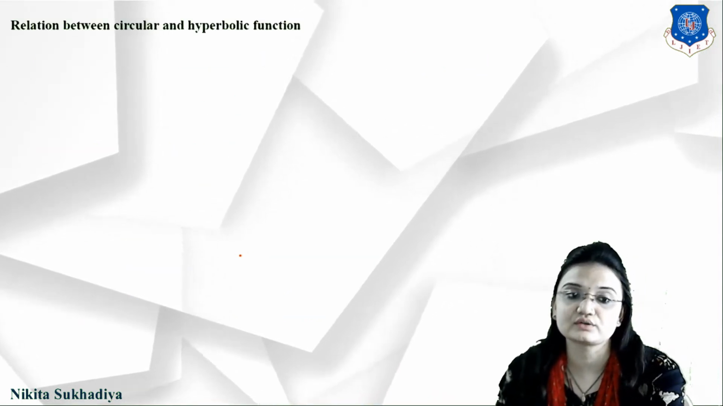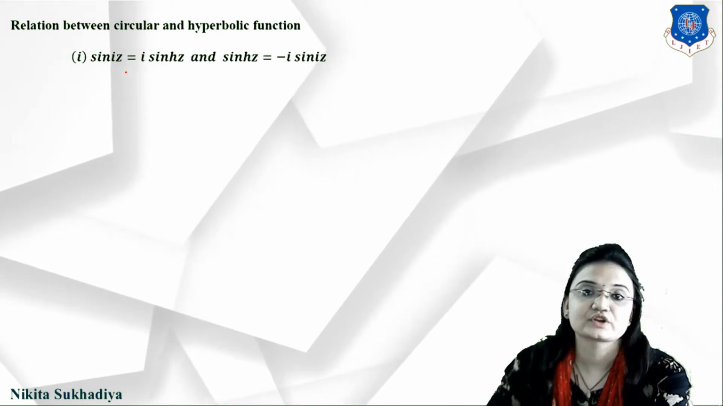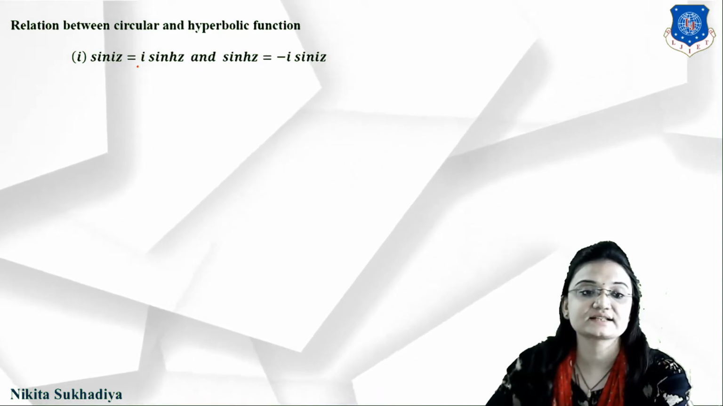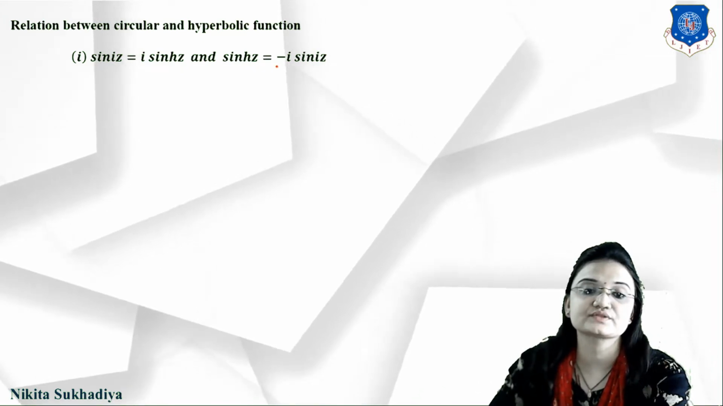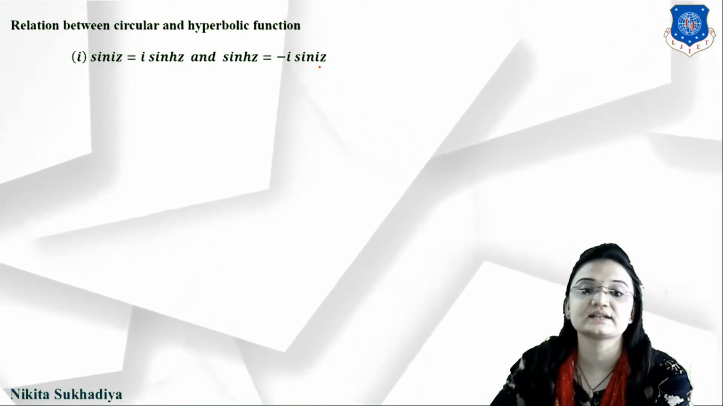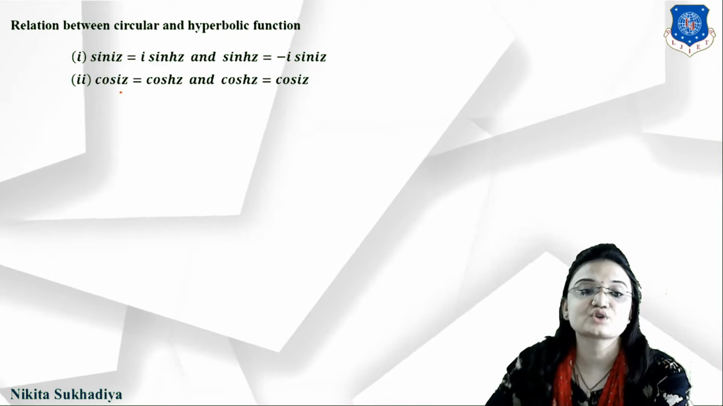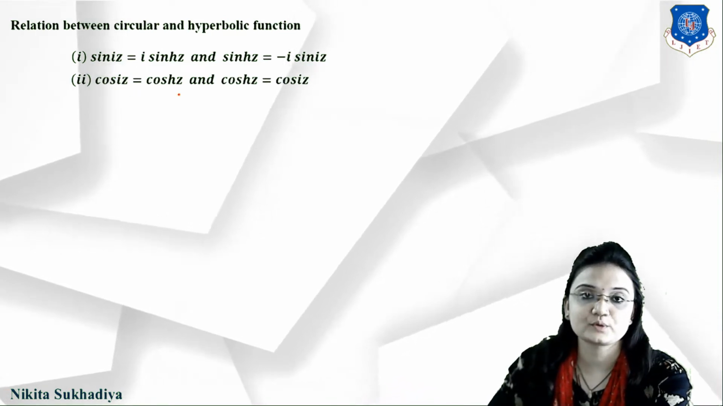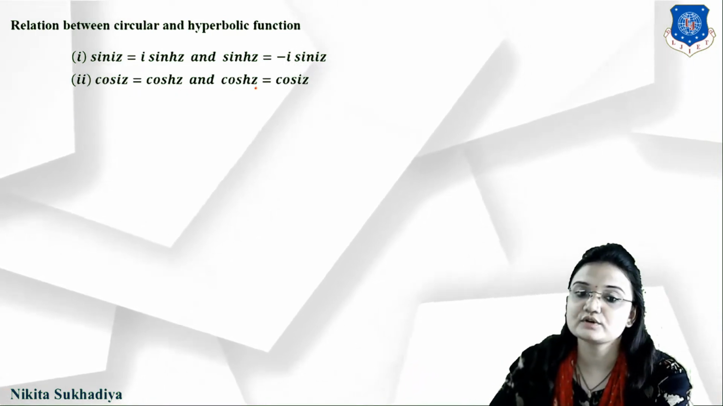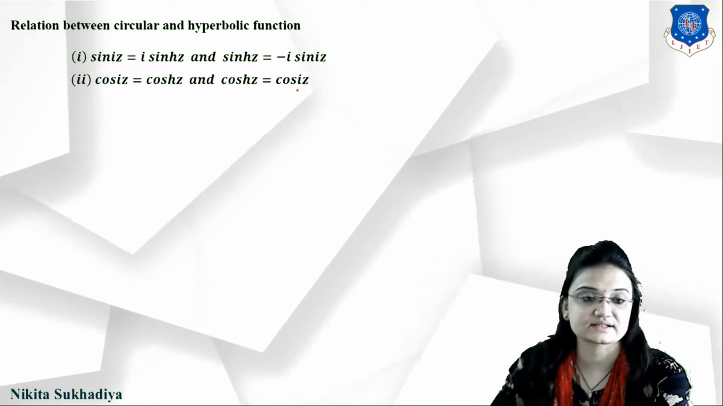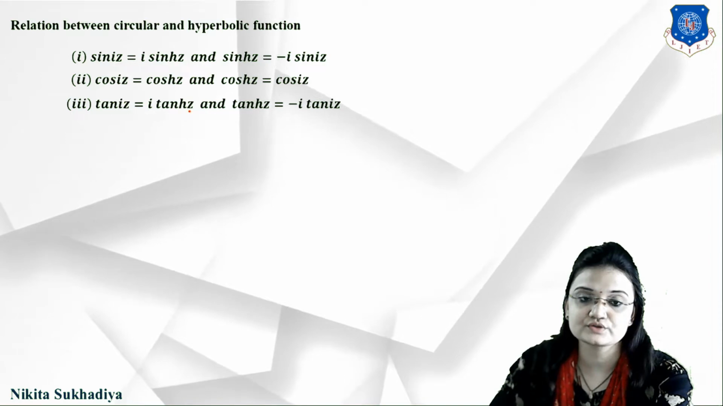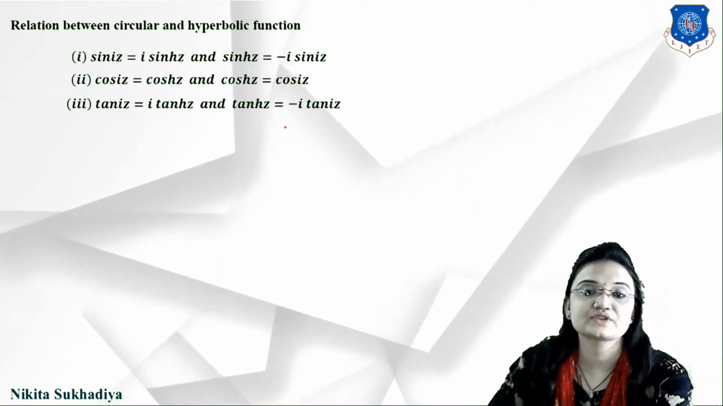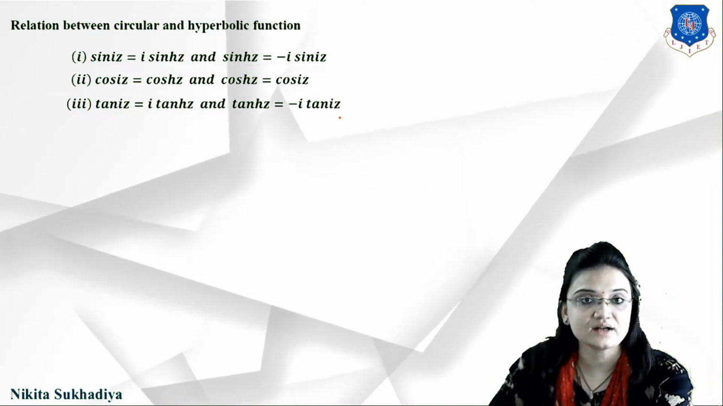Okay, now our next topic is the relation between circular and hyperbolic functions. The first one is sin iz is equal to i sinh z, and sinh z is equal to minus i sin iz. Second is cos iz is equal to cosh z, and cosh z is equal to cos iz. The third one is tan iz is equal to i tanh z, and tanh z is equal to minus i tan iz.